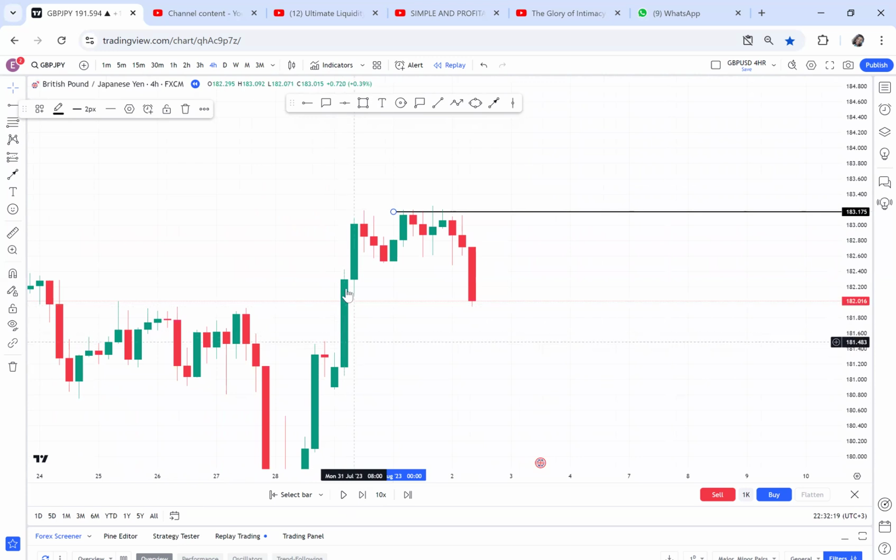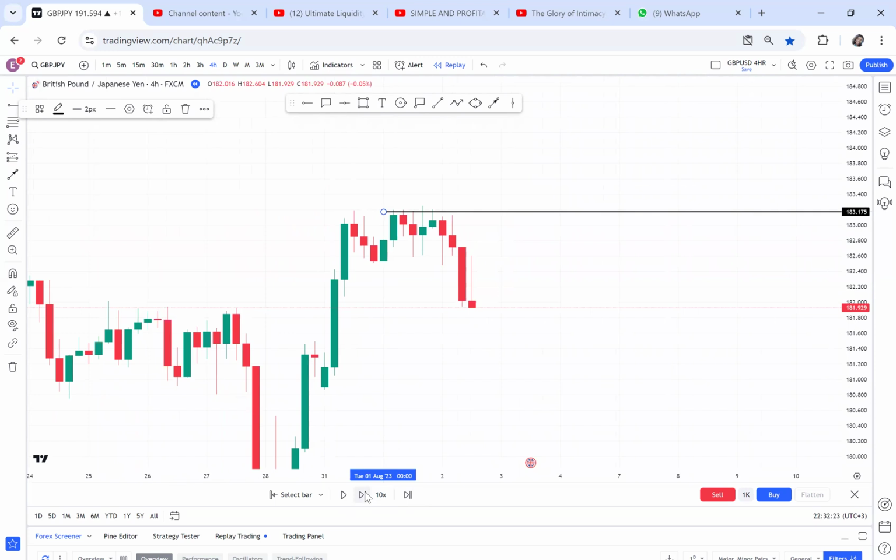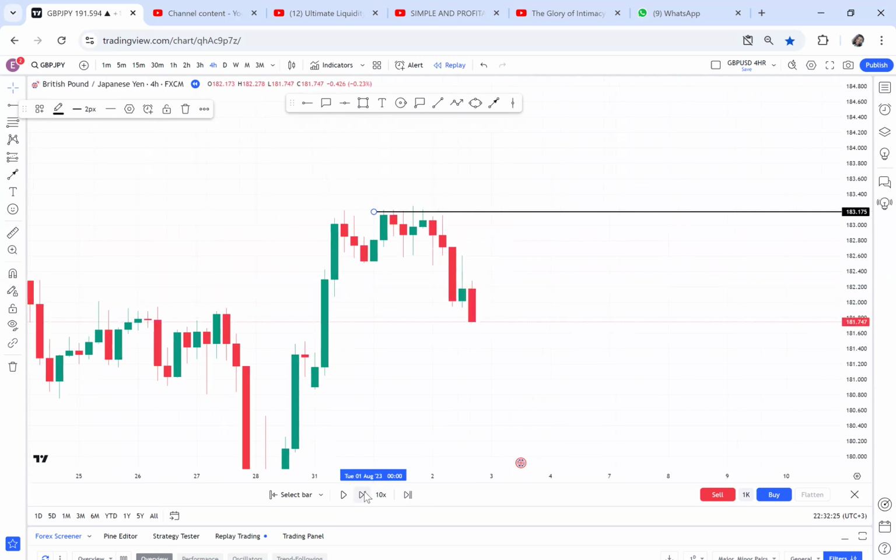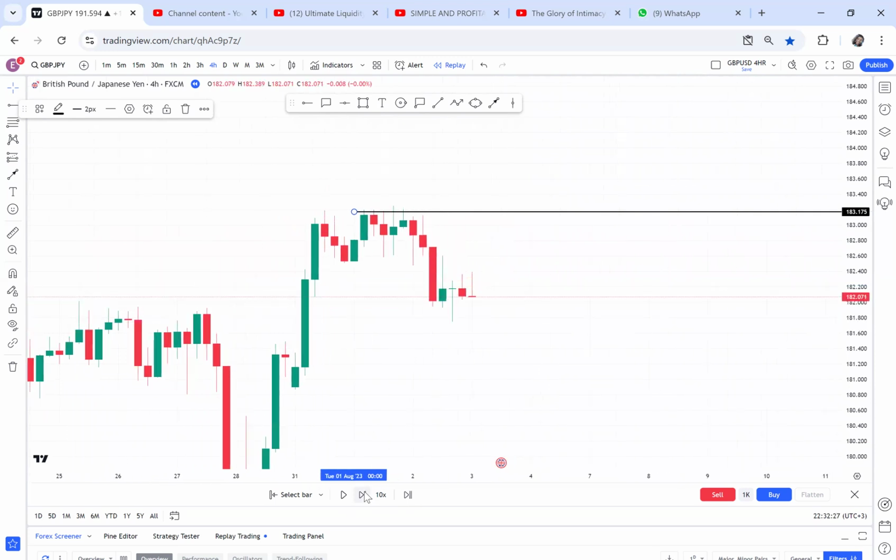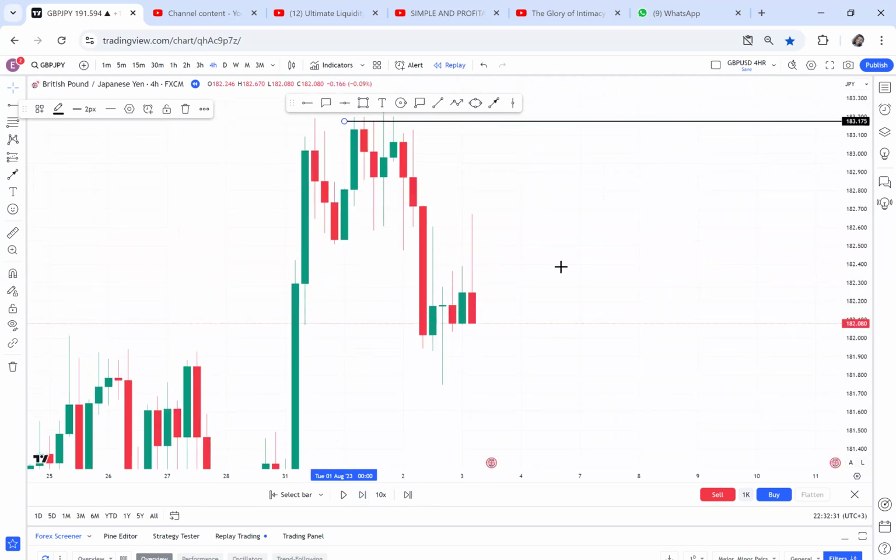There's a difference between a momentum candle and a bullish engulf. So know that from today. Don't see momentum candles and you're quick to enter buy. There's a difference between a momentum candle and a bullish engulf.